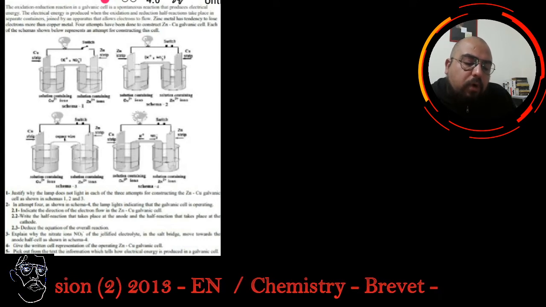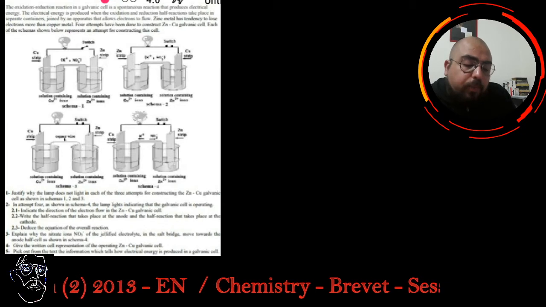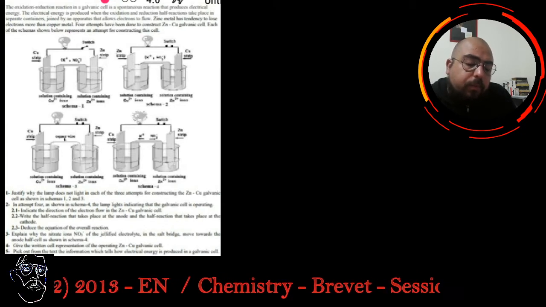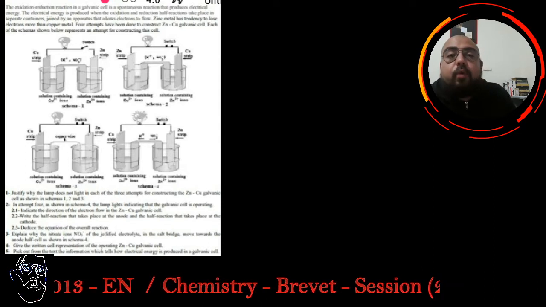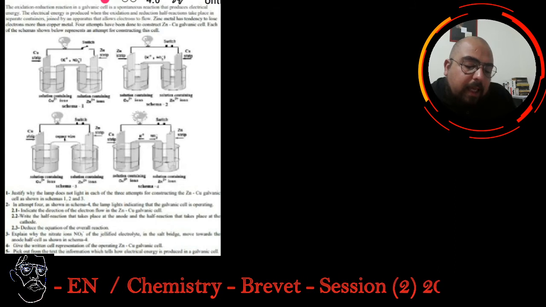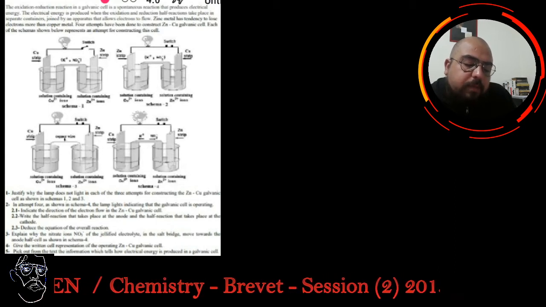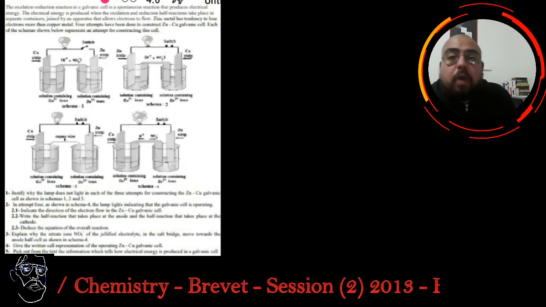As for schema number 4, we have Cu in Cu2+, Zn in Zn2+. The salt bridge is functioning normally. We have a salt bridge and the switch is closed. The lamp will function. Justify why the lamp does not light in each of the 3 attempts for constructing the ZnCu galvanic cell as shown in schema 1, 2, and 3.